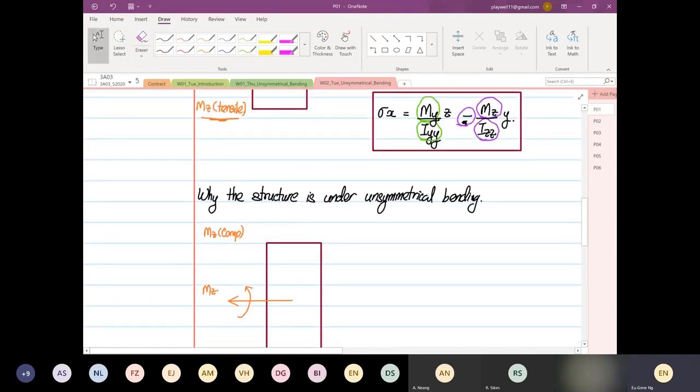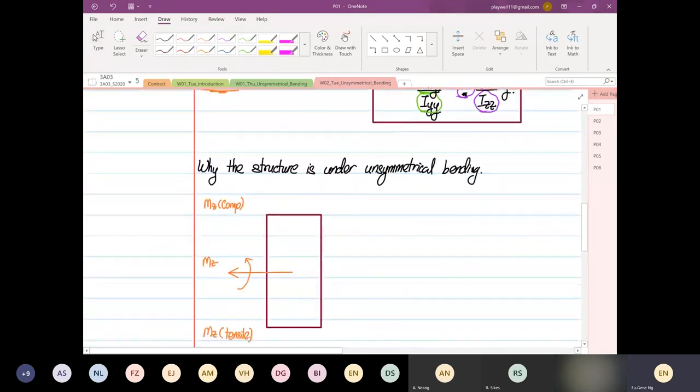And then if we look into MY, right? So this is our MY, based on the right hand rule, our vector. So our moment vector, bending moment vector. So this is MY compression, and then MY tensile.